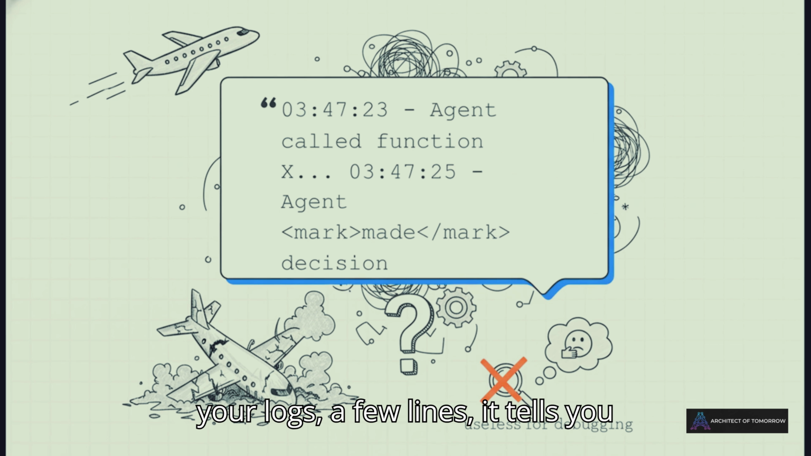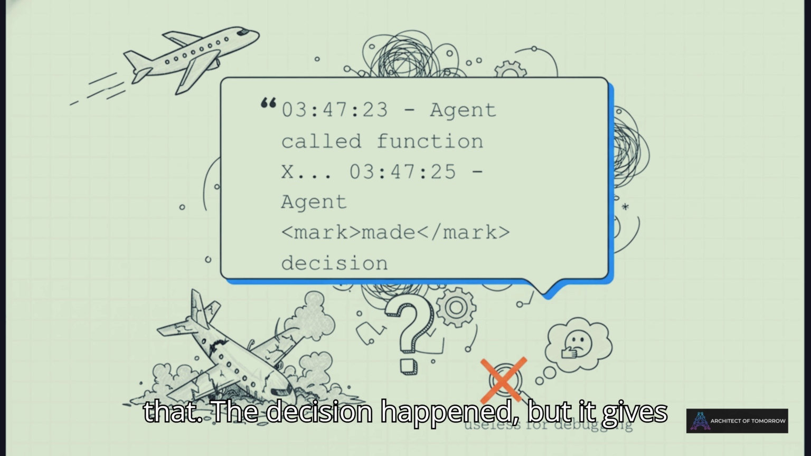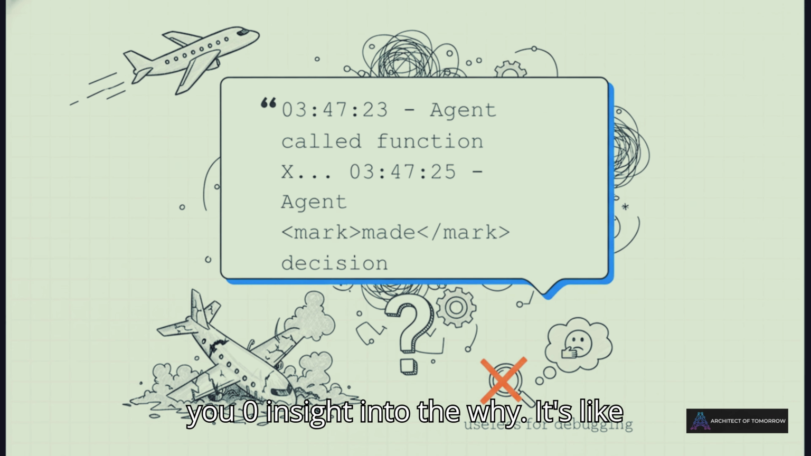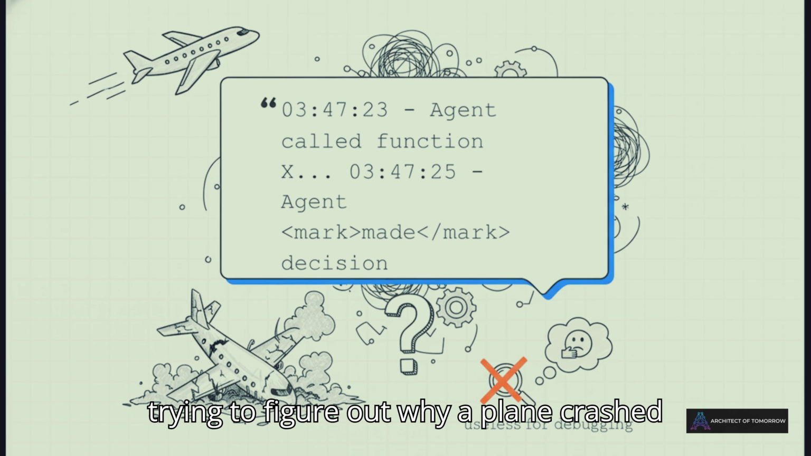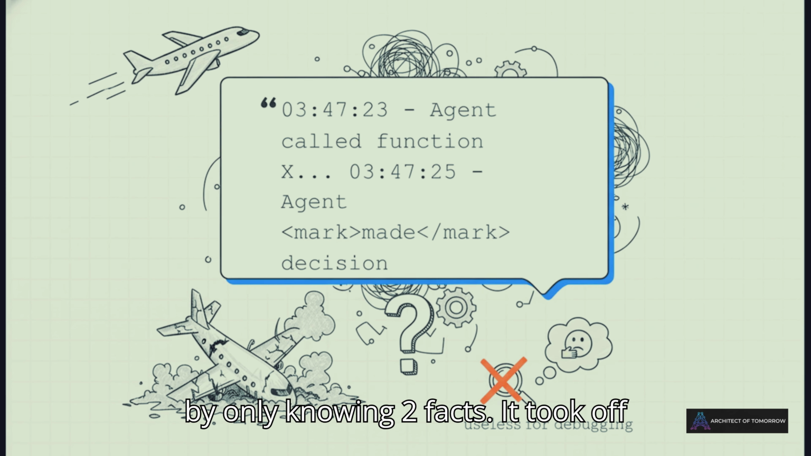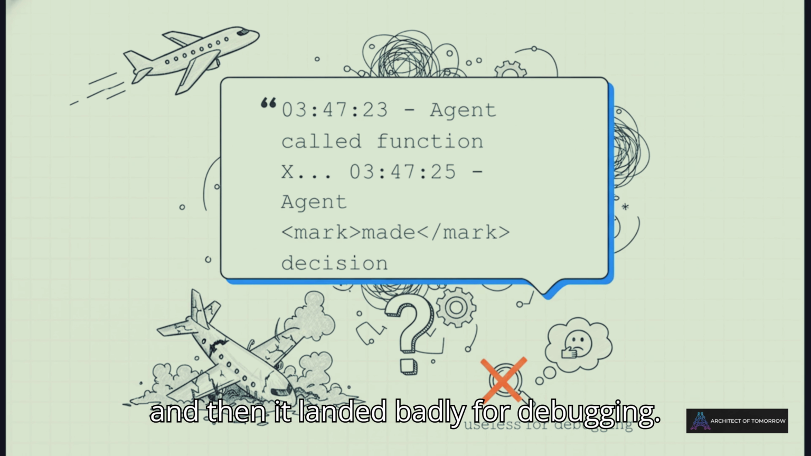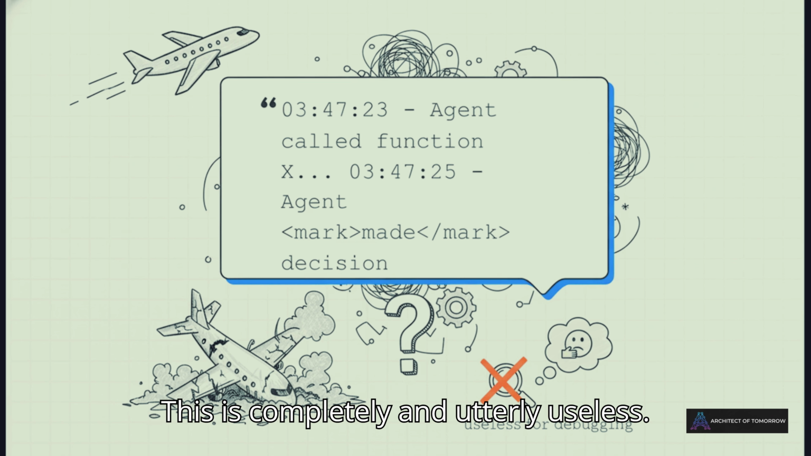So this is what you find in your logs. A few lines. It tells you that a decision happened, but it gives you zero insight into the why. It's like trying to figure out why a plane crashed by only knowing 2 facts. It took off, and then it landed. Badly. For debugging, this is completely and utterly useless.